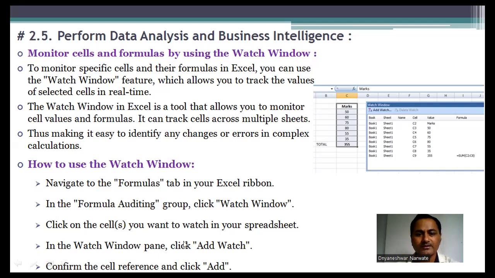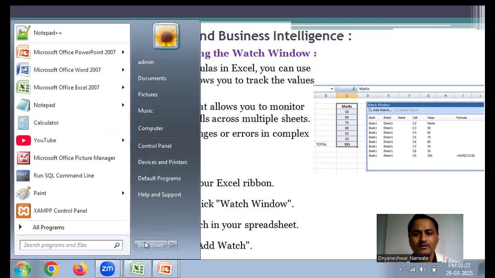Okay, and in the watch window pane, just click on the add watch, and immediately we are going to be selecting the data which we need to track. Okay, and then confirm the cell references and click on the add, and immediately whatever data we are going to be selecting, each and every detail about that selected data is going to be available in the watch window, we can say. So let's flip to the Excel application, and let's see how it is going to work.